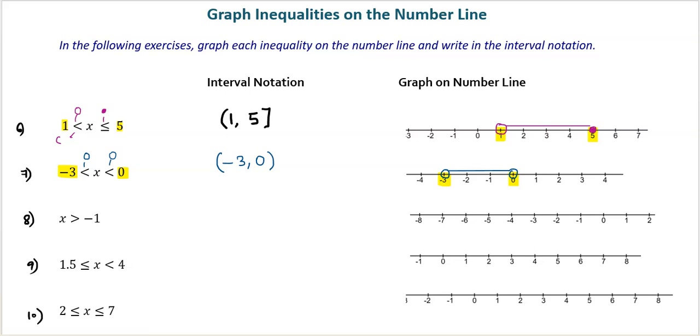Okay. Moving on to the next, minus 1. Locate the point minus 1. It says x greater than, so it means it's a hollow circle. And then it moves towards the right side. Greater means right side.